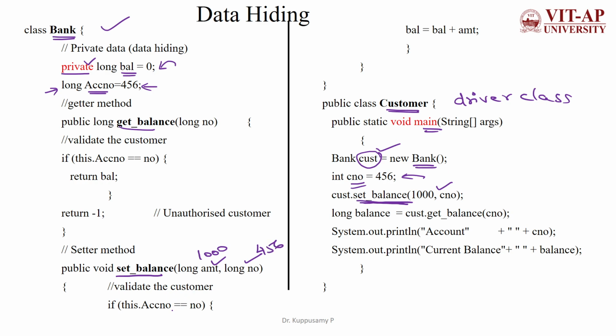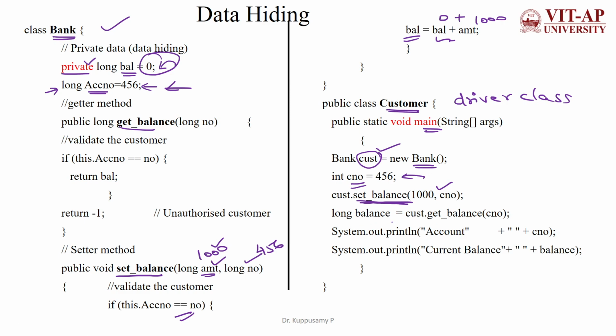Then we check the account number, which is 456. If both are equal, then we add the amount we received to the balance. The balance is already 0, so 0 plus the passed amount 1000, that is 0 plus 1000, is now assigned to the variable bal.